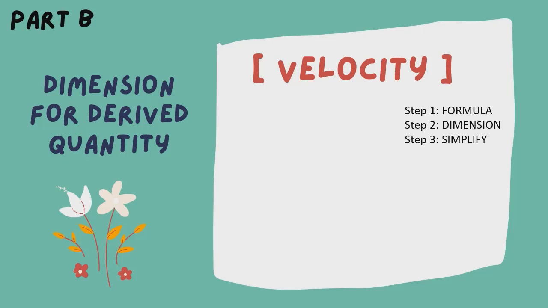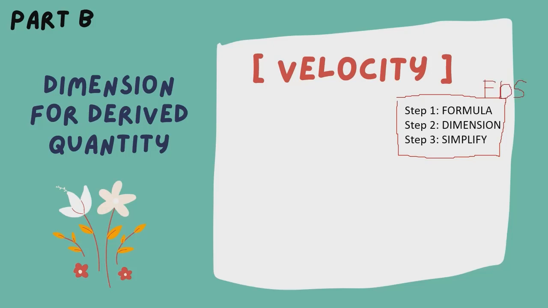Now part B is where you determine dimension for derived quantity. So you now know what dimension is, right? Okay, so if given to you any physical quantities, you should be able to determine its dimension. Okay, how? Okay, here I already laid out the steps to do so. Okay, FDS.